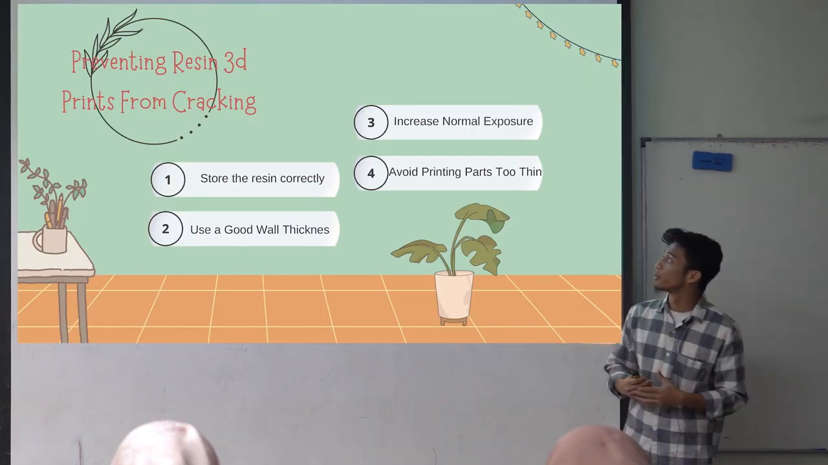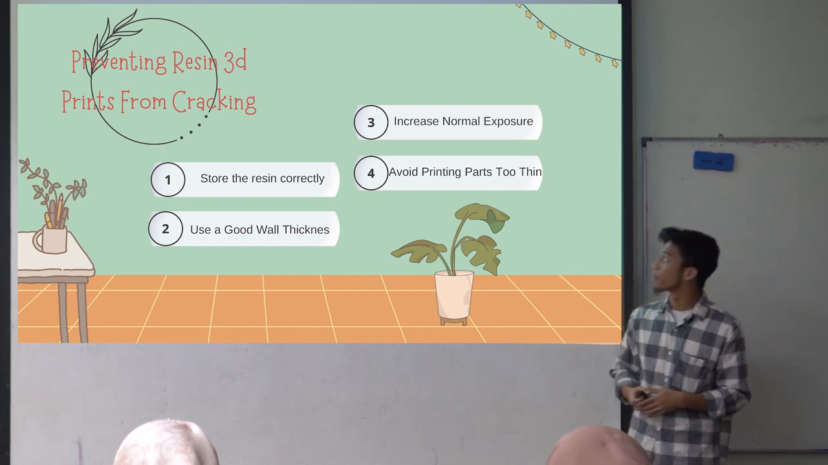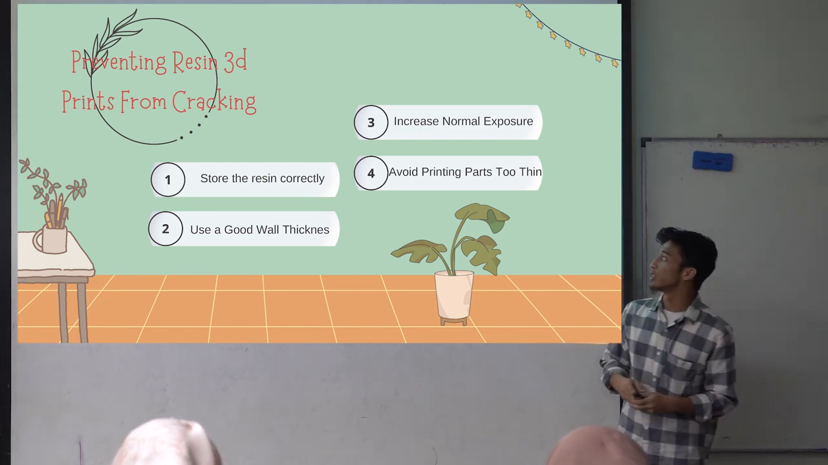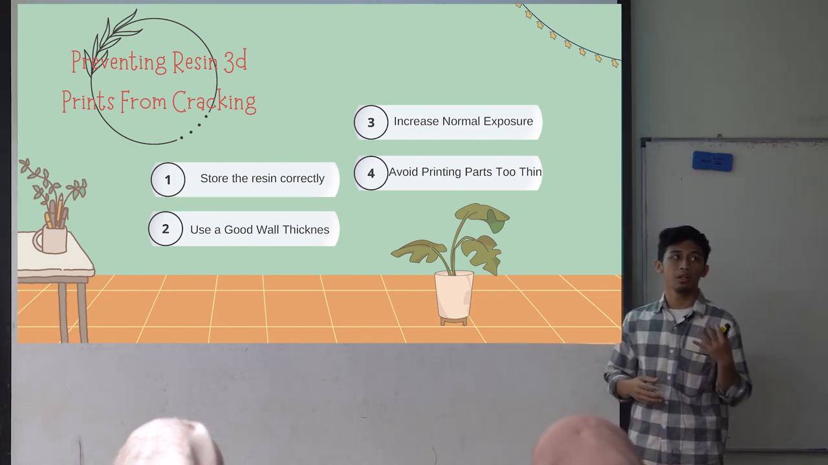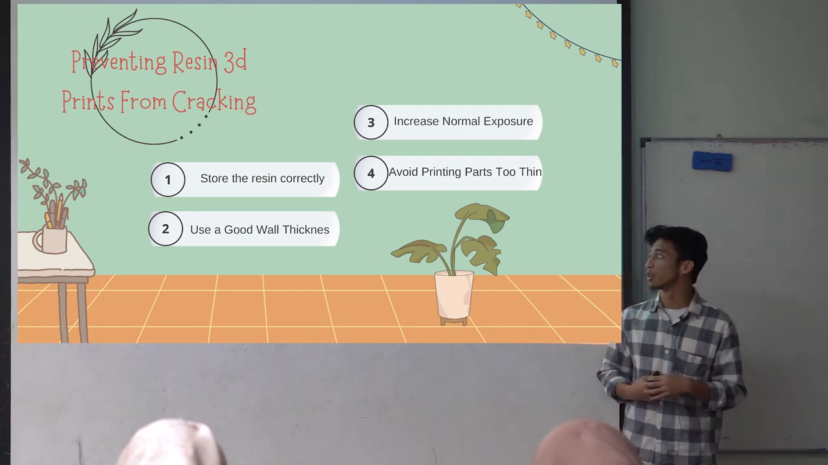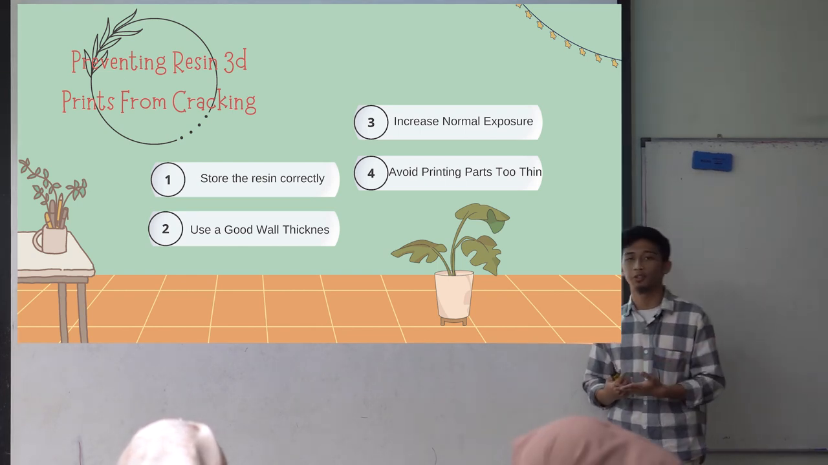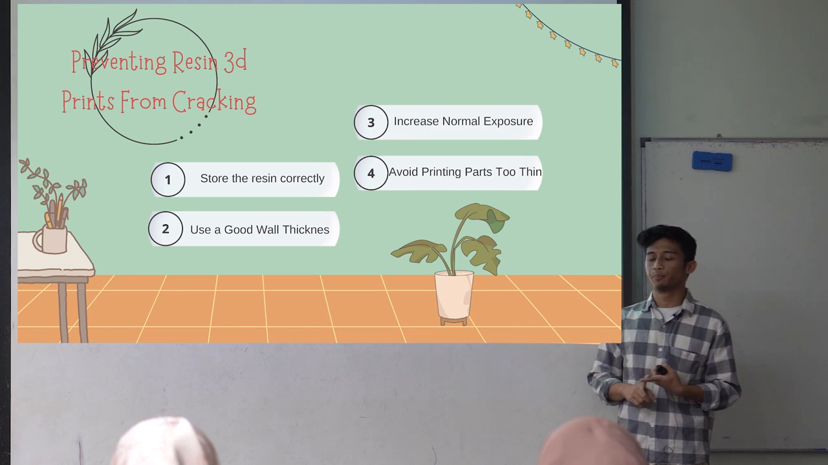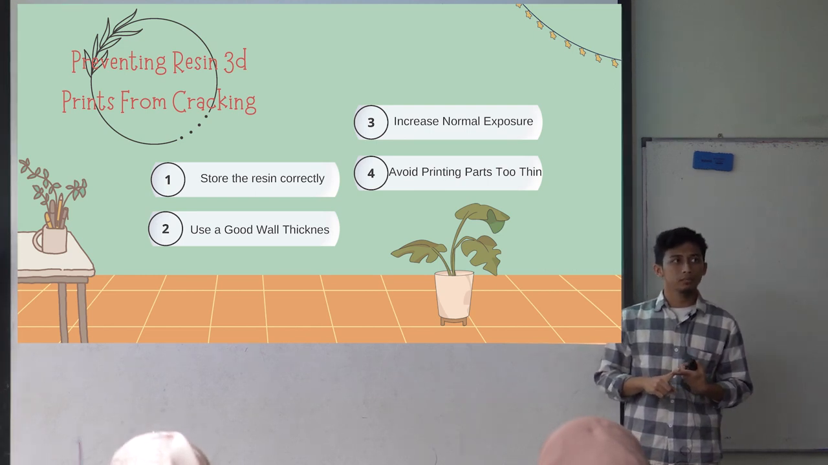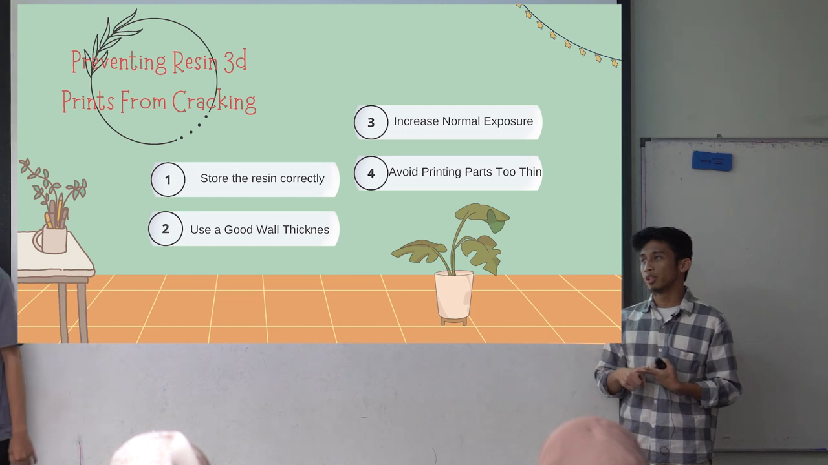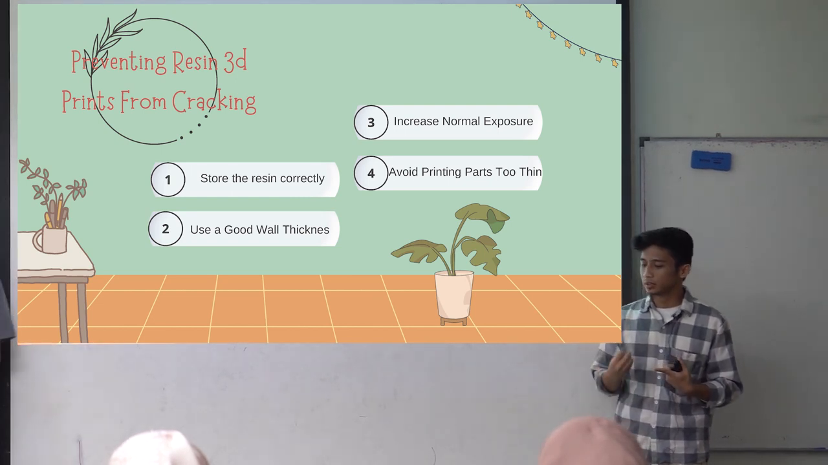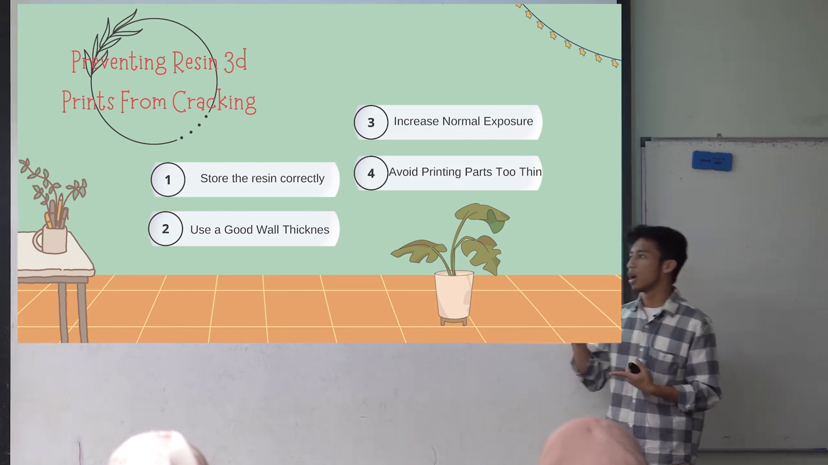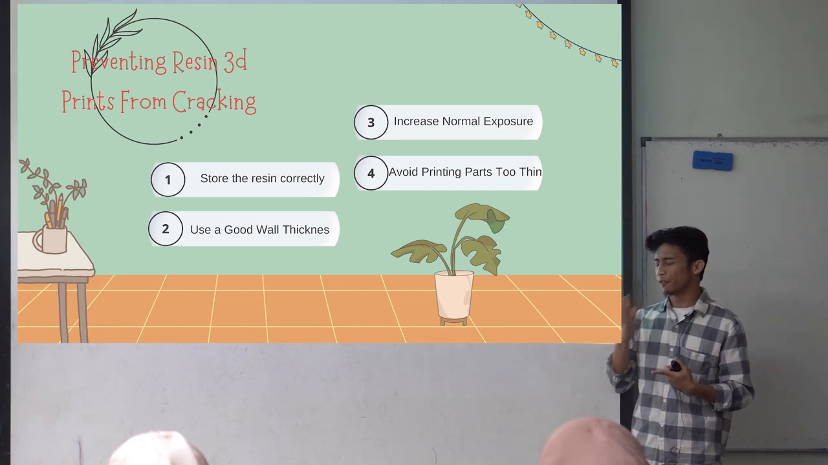Next is how to prevent resin printing from cracking. First of all, we need to store the resin correctly, like don't expose the resin to sunlight, because in sunlight we have UV light, right? So when UV light is exposed to the 3D printed resin, the resin becomes brittle and it affects the performance of the resin.